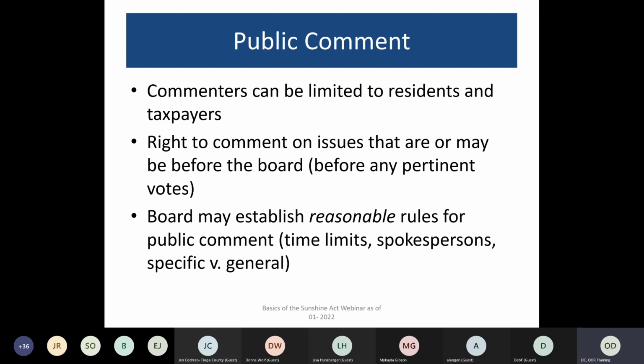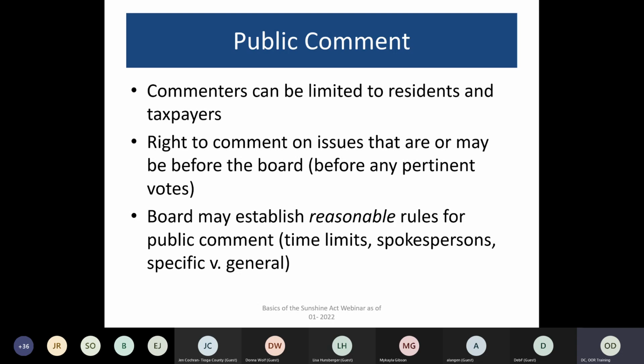Okay, public comment. I mentioned this earlier. In an open meeting where the Sunshine Act is applied, the public, meaning residents and taxpayers, have the right to comment on any issue prior to a decision being made on that issue that's before the board. Now, limited to residents and taxpayers. Occasionally you will get someone coming in from the adjacent township or borough, and they sign up for public comment. Well, the board can deny them the opportunity to comment.